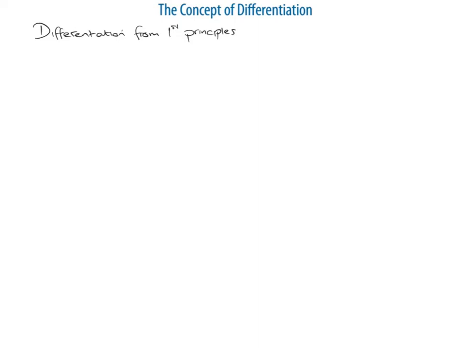Hi guys, so in this video what we're going to do is look at the concept of differentiation, what it is, and how it's derived from first principles. So what is differentiation? Well, I want you to think of differentiation as an equation of a slope, specifically the slope of a tangent.